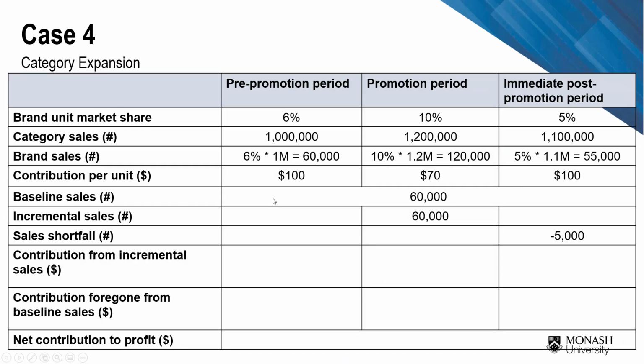Perfect. Now lastly, we're going to look at what happens if the category actually expands. What do I mean by the category expanding? If you can see here, just now we kept mentioning that our category sales are constant. Now we can see that during the promotional period, it jumps from 1 million to 1.2. So now not only are we having more brand units, but we are also going to get more category sales, which is great. So how do we actually do that?